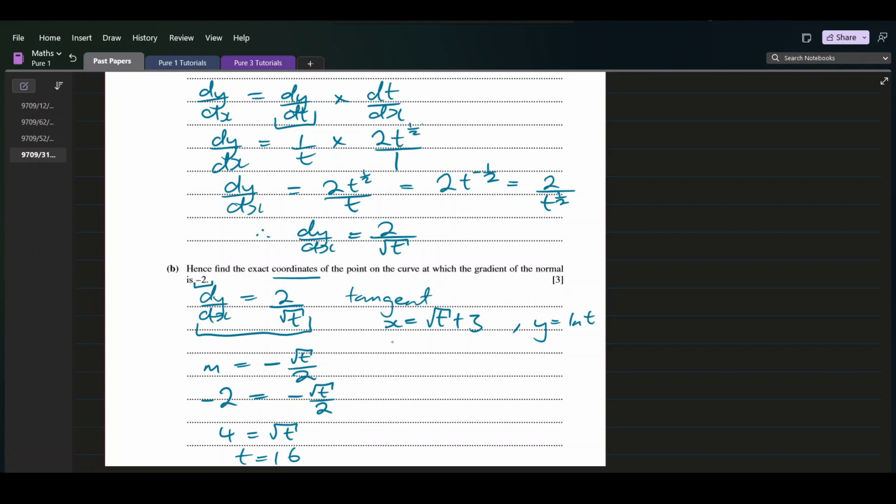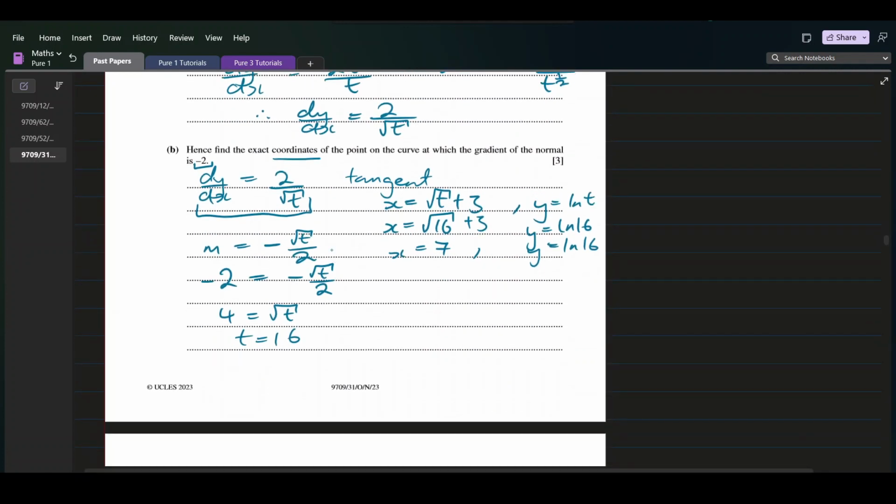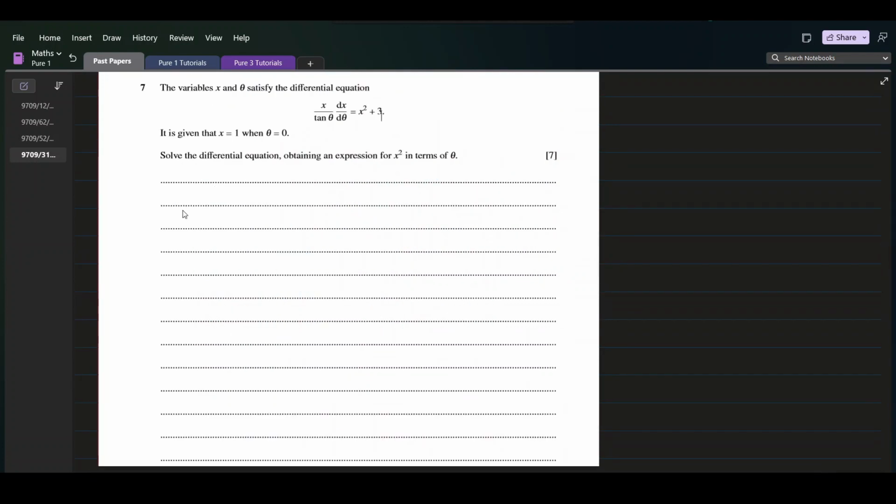So if we substitute t here, this becomes x is equal to root 16 plus 3. So that's x is equal to 4 plus 3, which is 7. And then we've got y is equal to ln 16. So that just remains as ln 16. So we can conclude that the coordinates of the point are therefore 7 and ln 16, and that would be our final answer.